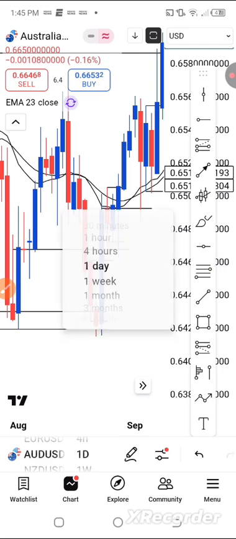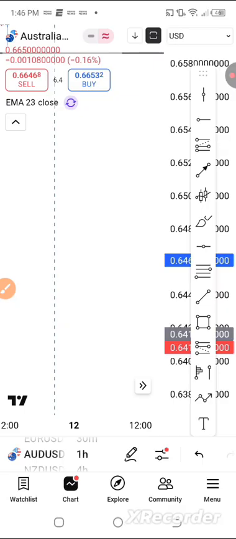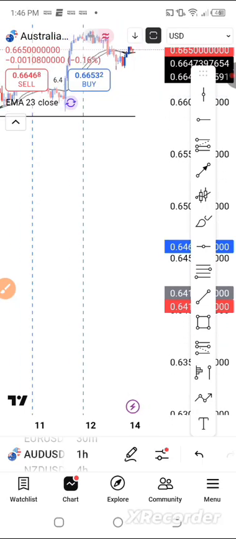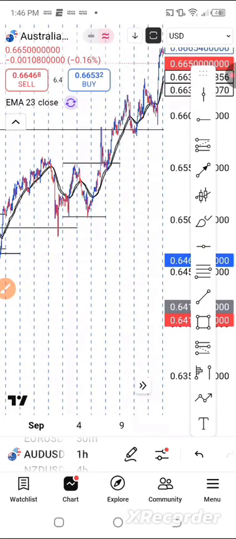Okay, so 1 hour time frame for entry. So if you find a CRT on the weekly time frame, you take entry from 4 hour. Daily, you take entry from 1 hour. 4 hour, you take entry from 15 minutes. 1 hour, you take entry from 5 minutes. 15 minutes, you take entry from 1 minute. But I don't go less than 4 hour. That's just by the way.